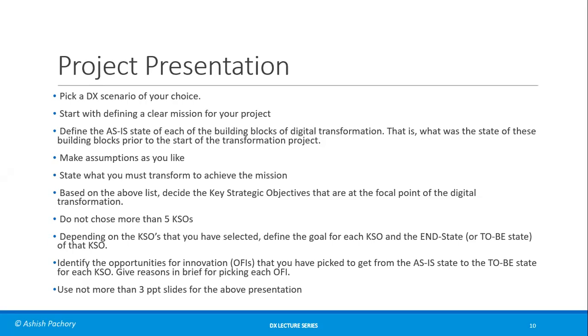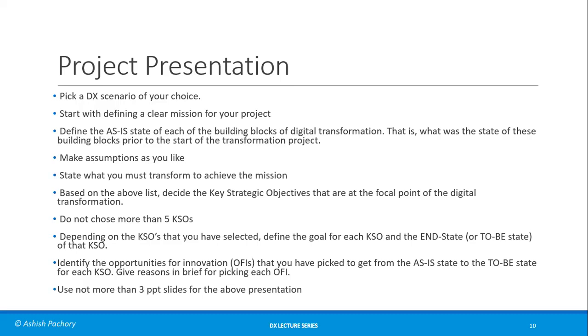In fact, the last slide I had given was not exactly a template, but a sort of an overview of the different things that you must consider in a digital transformation. You can refer to that. I have posted that presentation on the Google Classroom. So depending on the KSOs that you have selected, define the goal for each KSO and the end state or the to be state. What do you expect the company to become after the transformation?